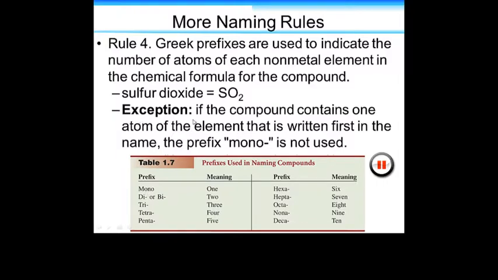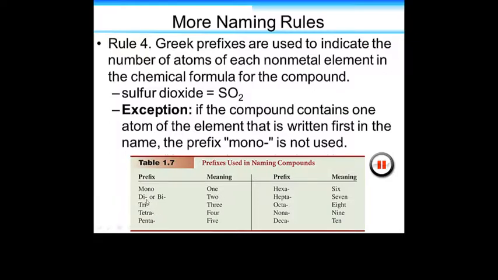There's one exception. If the compound contains only one atom and it's the first element in the molecule, you don't use the mono prefix. Okay? So an example of that is carbon monoxide. You don't say monocarbon monoxide. If it's the first element and there's only one of them, we don't use mono.